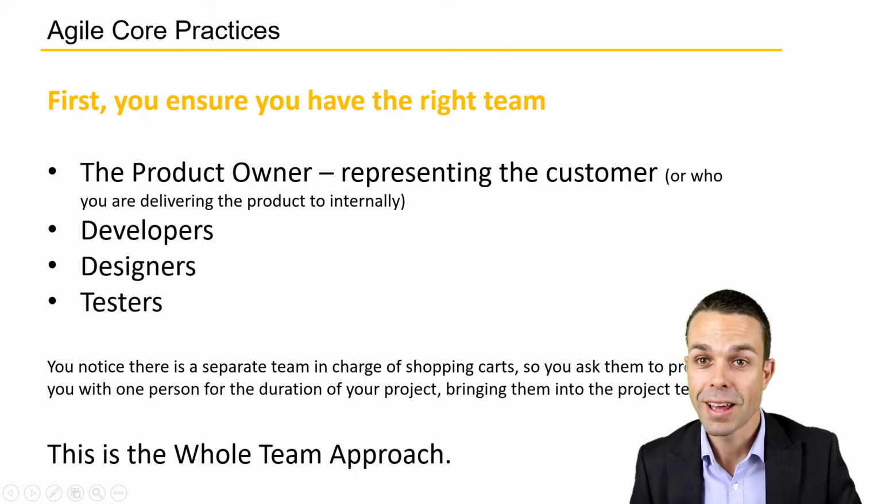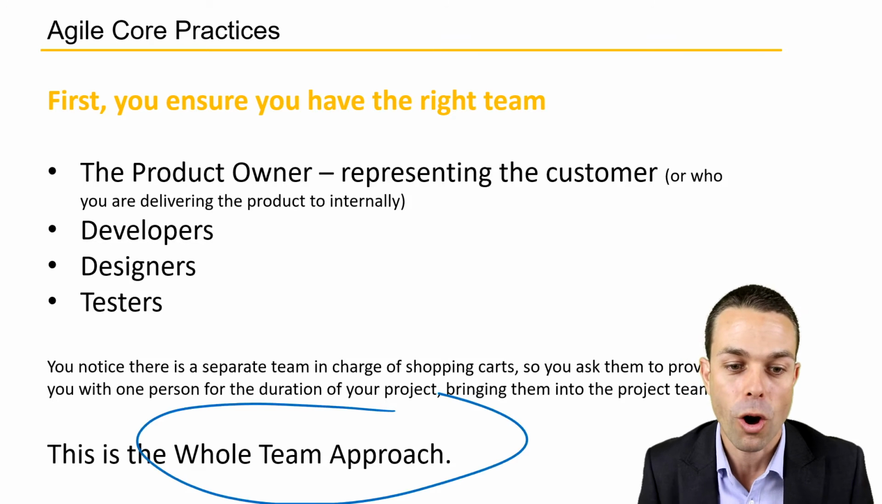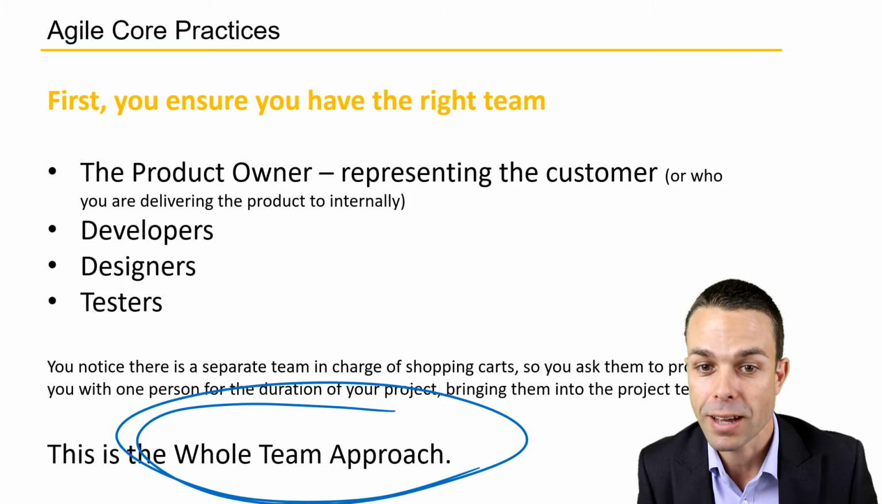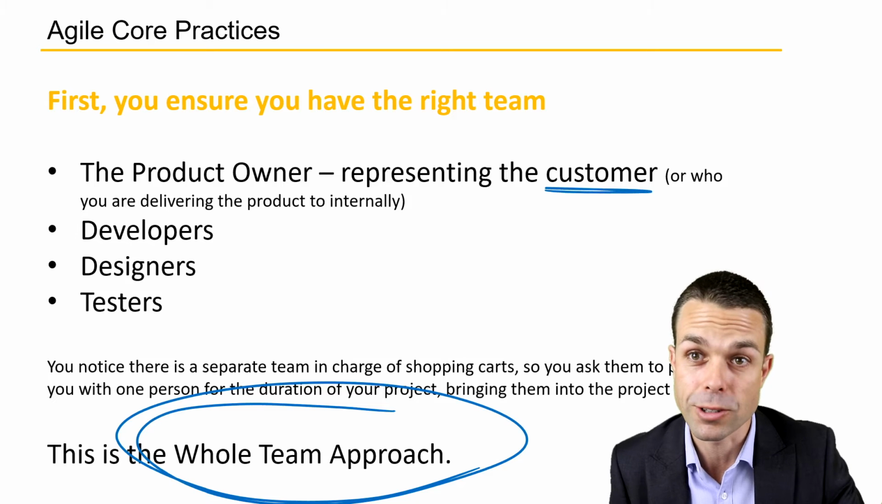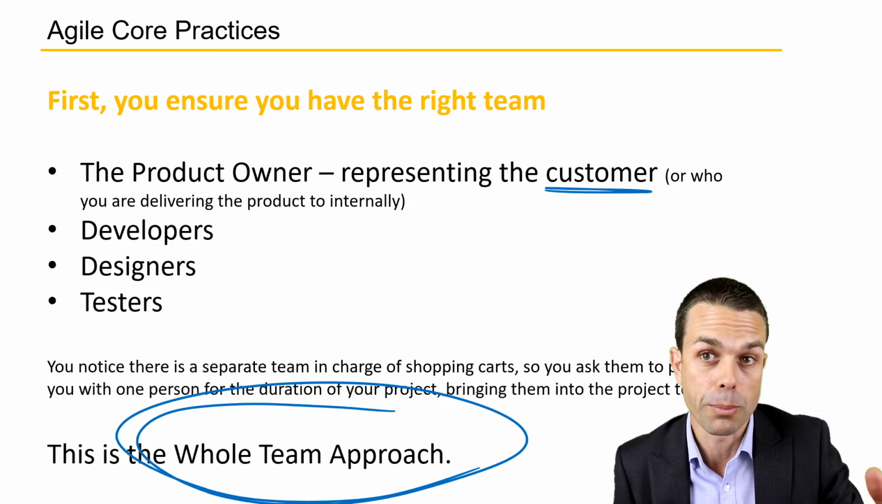So first, let's ensure that we have the right team. And this is our whole team approach. Let's say we have our product owner. They represent the customer, of course, or the person who we're delivering the website to internally to the organization. Whoever owns that function or that part of the organization might be our product owner as well.